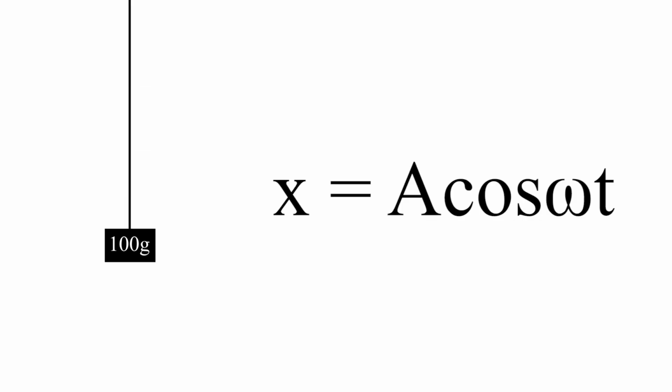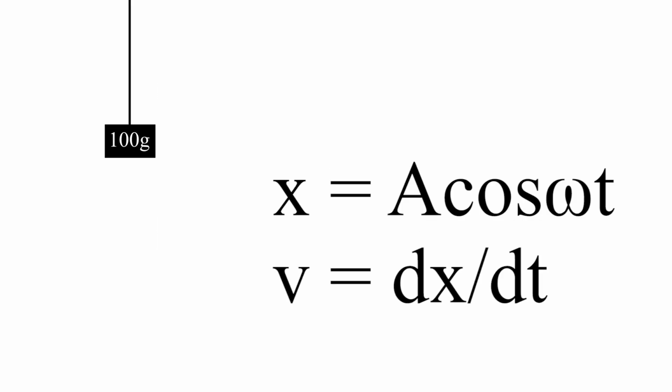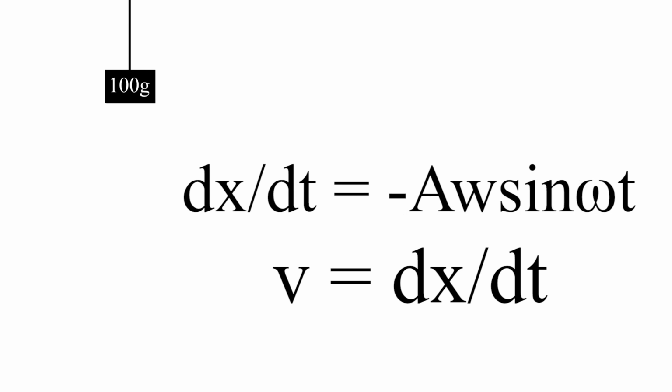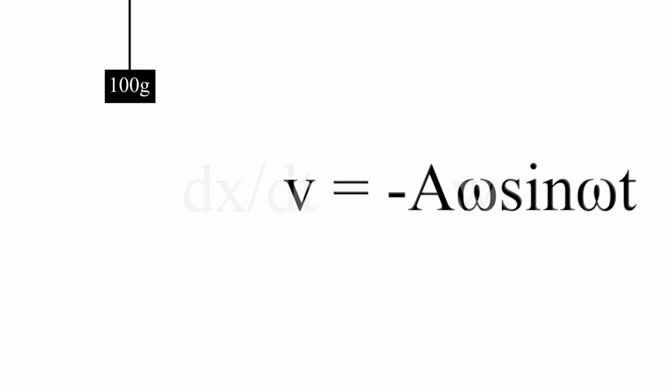Okay, so here's where things are about to get spicy. If we differentiate position with respect to time, dx/dt, we get v, or velocity. So using simple trigonometric calculus that if you can't do, you really shouldn't be on this physics course, we see that v is equal to minus A omega sin omega t.